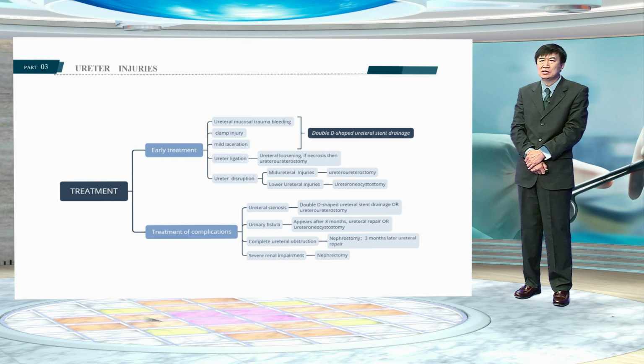For ureteral stenosis, ureteral dilation, stenting, or ureterostomy might be required. Ureteral reconstruction or ureteral reimplantation can be used for ureteral fistula. For unrepairable complete obstruction, nephrostomy should be performed, and ureteral reconstruction should be done 3 months later. For severe renal insufficiency, severe hydronephrosis, infection, and with a normal contralateral kidney, nephrectomy might be reasonable.